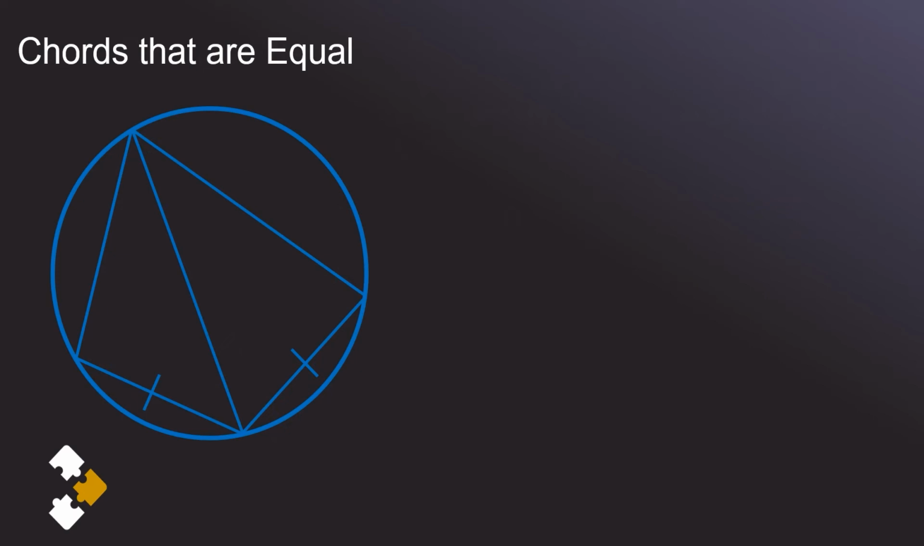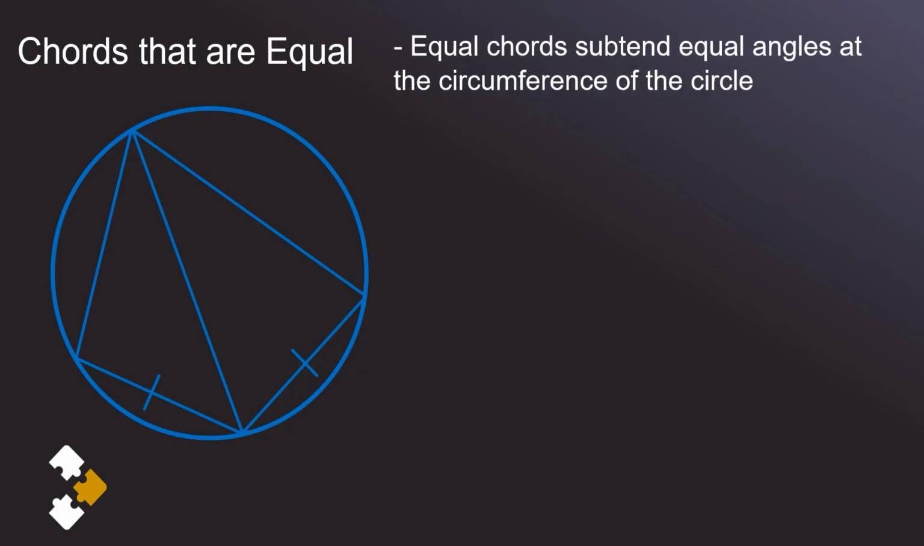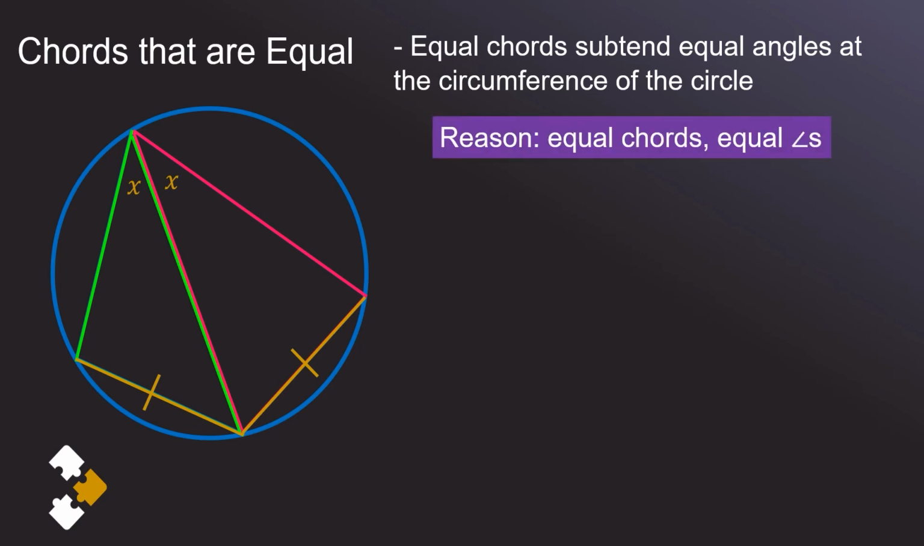Then, if we have chords that are equal, we know that equal chords subtend equal angles at the circumference of the circle. So in this particular triangle, we can see that we've got a chord that subtends an angle, and in that particular triangle, we also see we've got a chord that subtends an angle, and we were told that those two chords that are now highlighted in yellow were actually equal in length. And as a result, the two angles that they subtend also have to be equal. And our reason is going to be that when we have equal chords, we have equal angles.